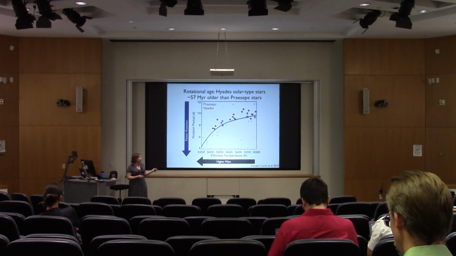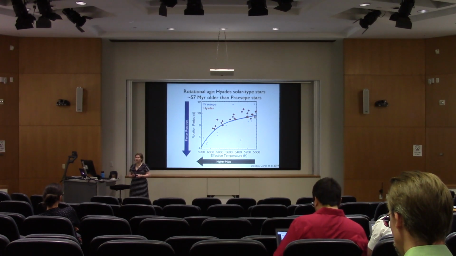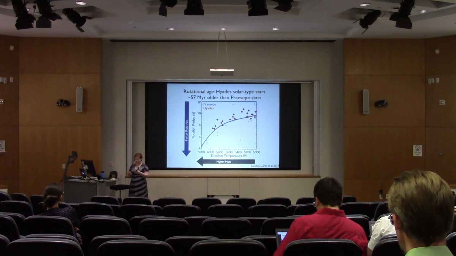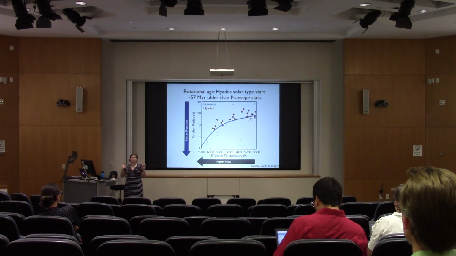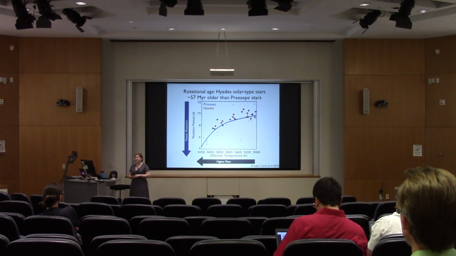These open diamonds are binaries or possible non-members that we removed for this study, but we removed them before we ever looked at the rotation periods. Since the Hyades stars are rotating more slowly, in terms of angular momentum evolution, that means they're a little bit older. For solar type stars, this difference corresponds to a roughly 57 million year age difference, which is pretty much exactly the same age difference that we see if we look at isochronal ages for the two clusters. So we can actually see this evolution happening on relatively short timescales.